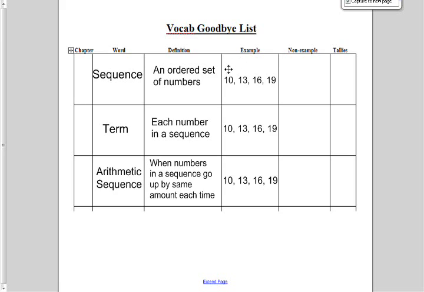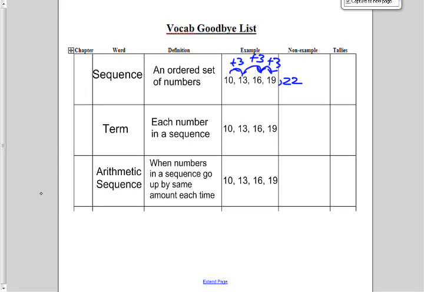So let's take a look at this sequence. I can see that to get from 10 to 13, I'm going to do plus 3. To get from 13 to 16, it's plus 3, and 16 to 19, it's plus 3. So I can predict that next will be 22. So it is a sequence.